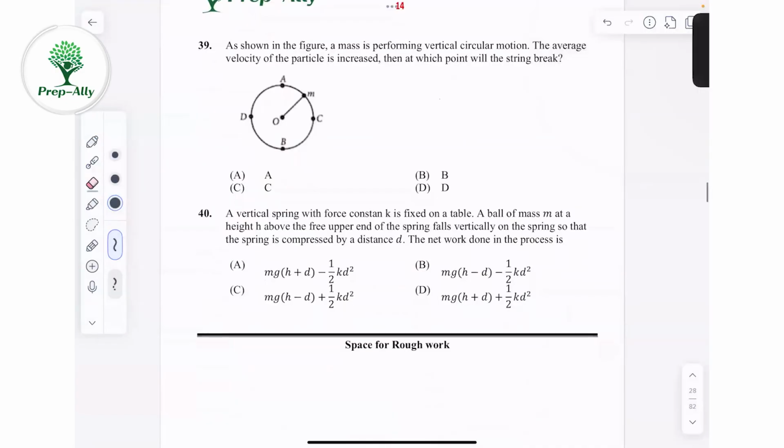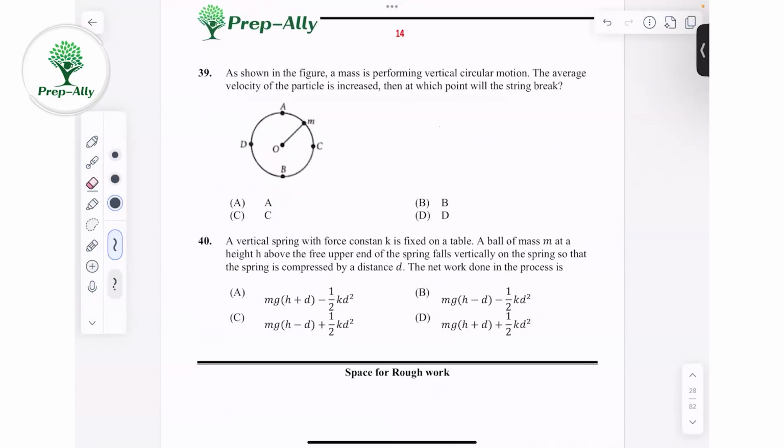Question 39. As shown in the figure, a mass is performing vertical circular motion. The average velocity of the particle is increased. Then, at what point will the string break? Now, when will a string break?